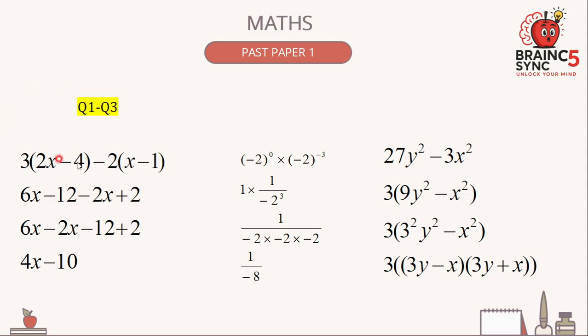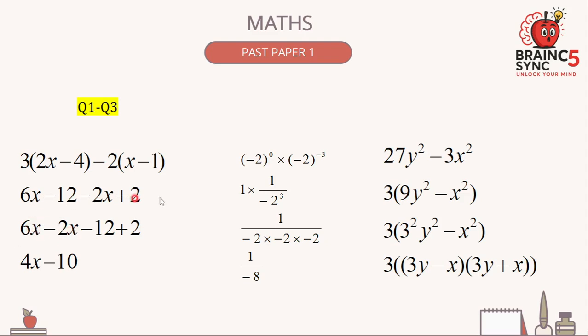For example, this first question was 3 open brackets 2x minus 4 close brackets minus 2 open brackets x minus 1 close brackets. What I did first was multiply this 3 with everything in this bracket: 3 by 2x is 6x, and 3 by negative 4 is negative 12. Then this negative 2 will multiply everything in this bracket: negative 2 by x is negative 2x, and negative 2 by negative 1 is a positive 2. Why? Negative times negative is a positive. So 2 times 1 is 2, positive 2.